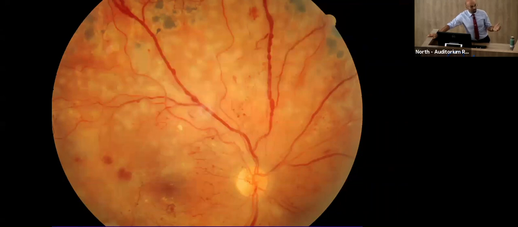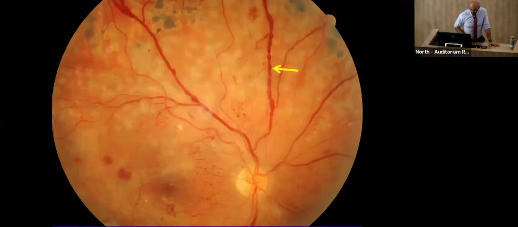And I can see laser burns too, which then makes you go and look for neovascularization. So if you look at the optic disc, you'll actually see some squiggly blood vessels overlying the optic disc, which aren't normal, and that's neovascularization.